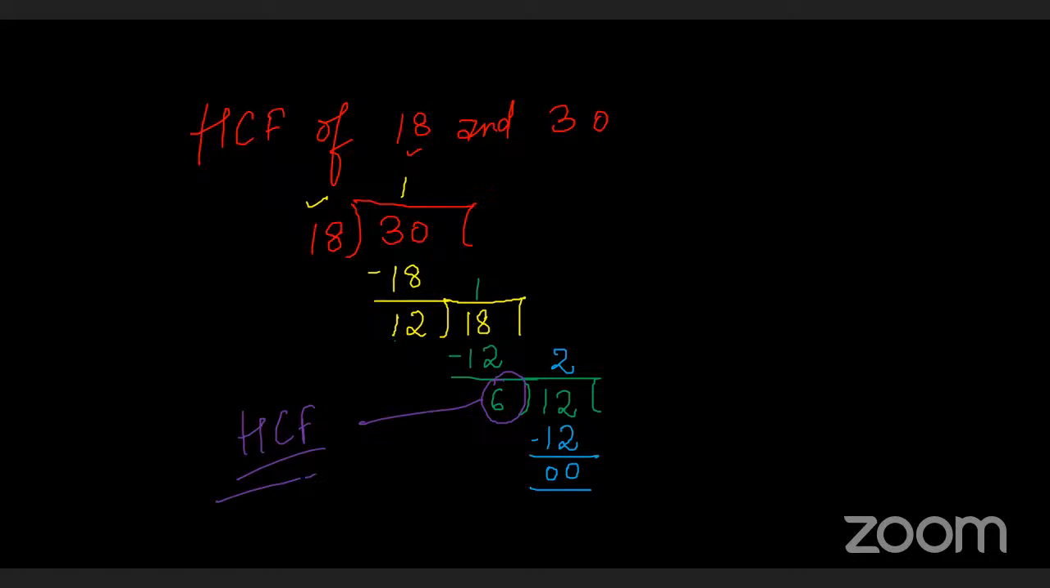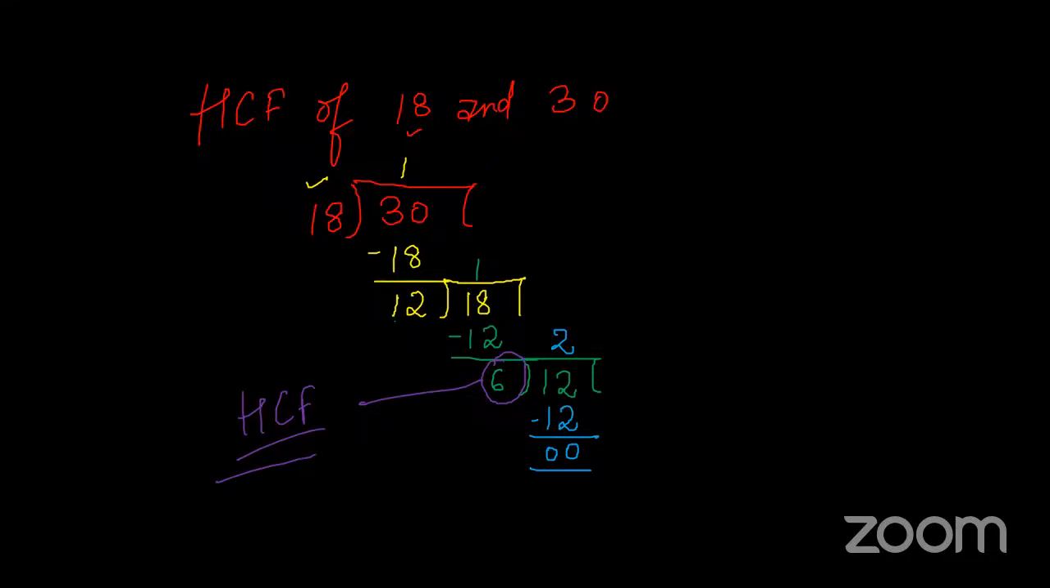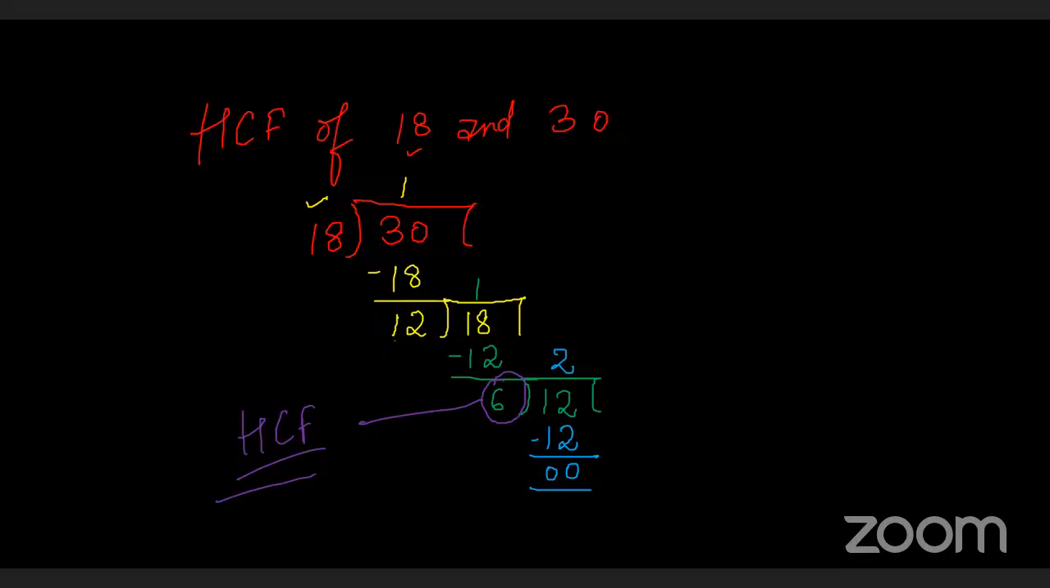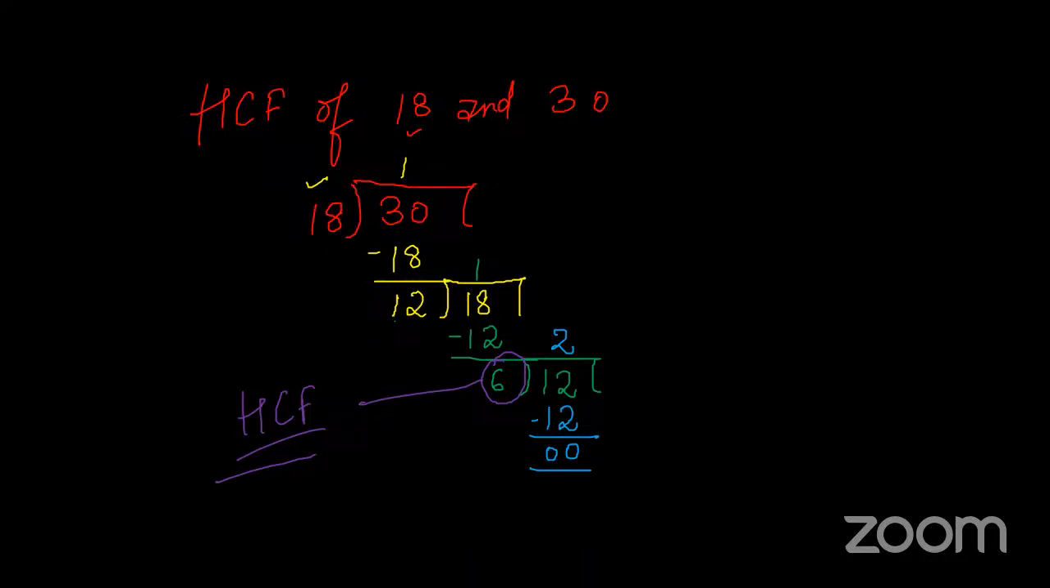I repeat what you are supposed to do here. You have to divide the large number, which is 30, by the small number, which is 18. Then the remainder is treated as the divisor and the divisor as dividend. First you have divided, then whatever is the remainder here, it's 12. That is treated as a divisor, and the divisor will be treated as a dividend. Over here, 18 has now become the dividend. 12 is the divisor because that is the remainder.